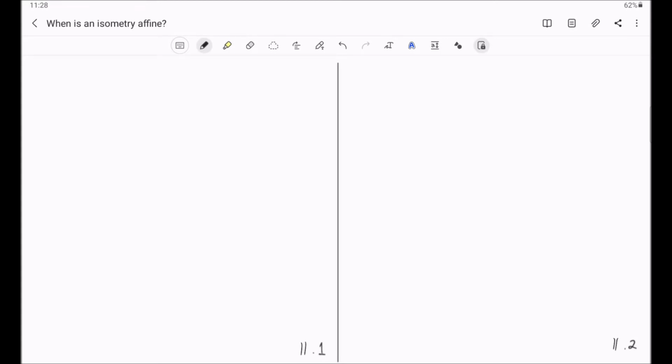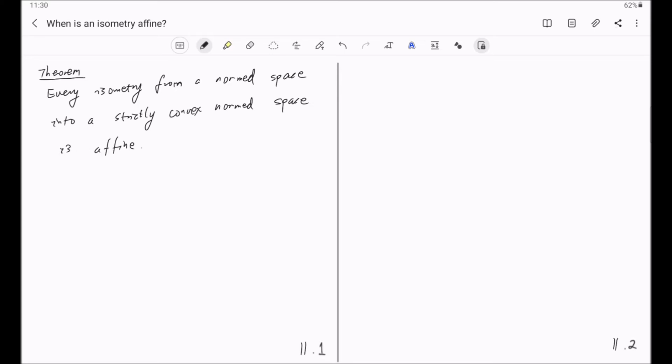Okay, with these preparations, we are ready to state and prove another theorem about when an isometry becomes affine. This theorem states that every isometry from a normed space into a strictly convex normed space is affine. And now let us prove this. This proof will be much simpler than the Mazur-Ulam theorem.